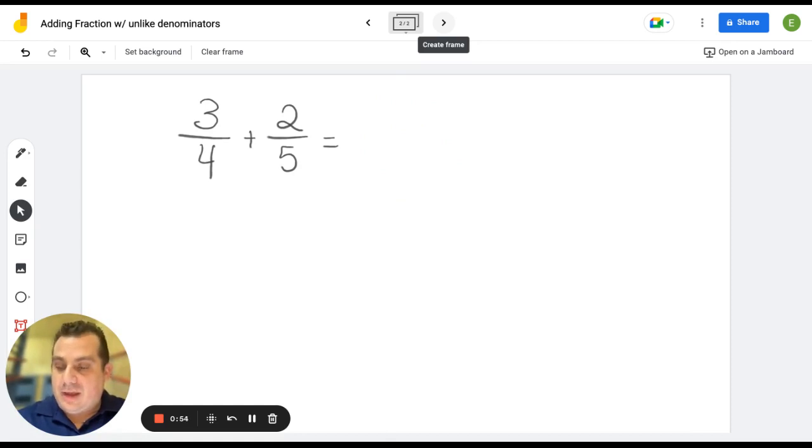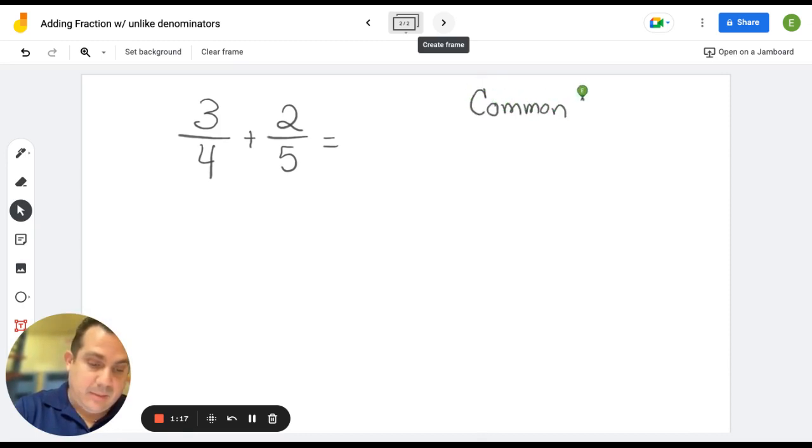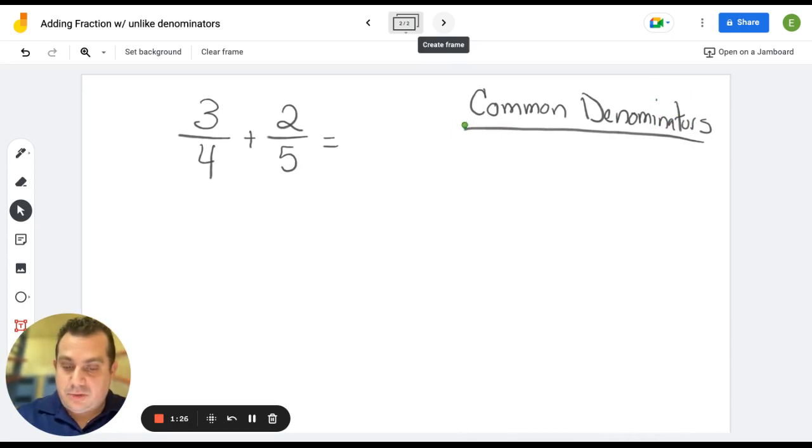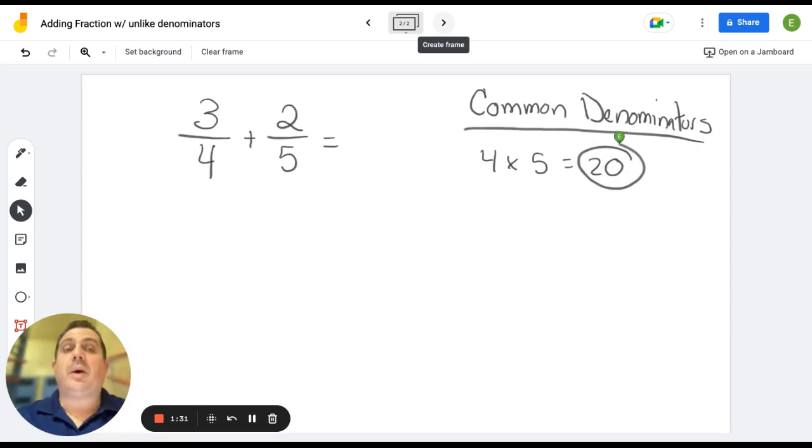We're going to need to find a common denominator. So I'm going to start by finding a common denominator for 4 and for 5. You could do one of two things. We know very quickly, I can just take the 4 times the 5 and get 20. So if I'm looking up here and I want to find common denominators, I could do 4 times 5, and that gives me 20. So that will give me a common denominator.